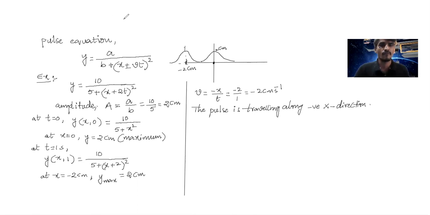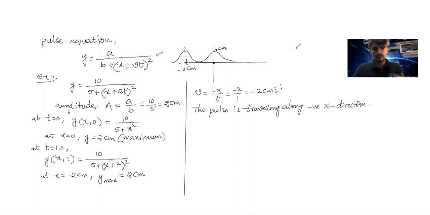This is a general form of pulse equation. Again, I'm saying this is a general form of pulse equation. And what is the amplitude of it? How to find the amplitude in this equation? Then we can write it as y amplitude is equal to a by b. If you want to get the amplitude, then we have to take x plus vt or x minus vt should be equal to 0. Then only we can get the amplitude. Understand? So that is about pulse equation.